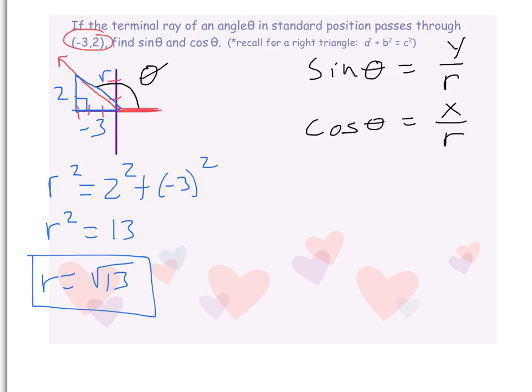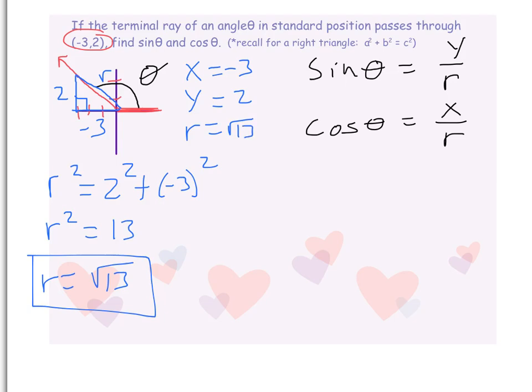So r is the square root of 13, and now if I think about the components of this right triangle that I have, I know x is -3, y is 2, and r is the square root of 13.